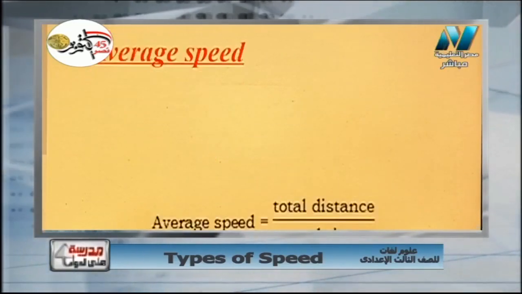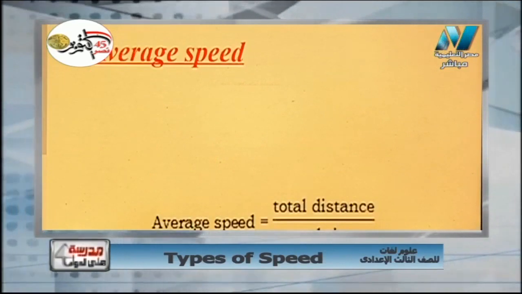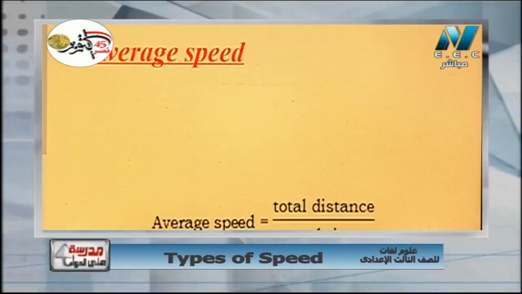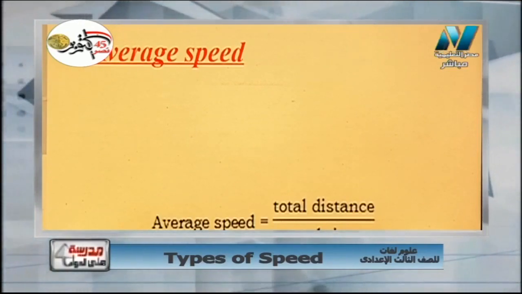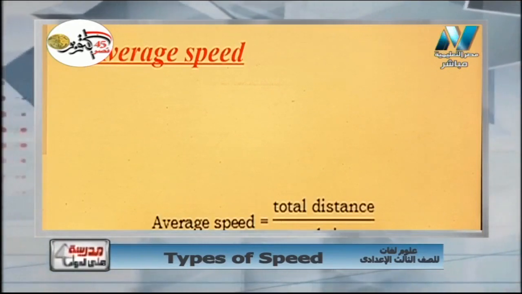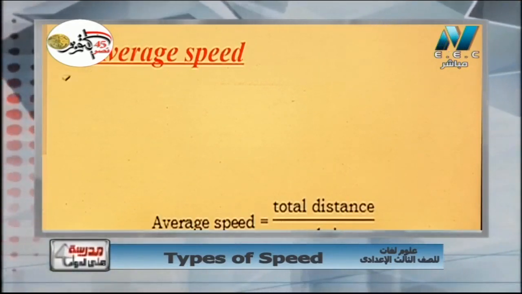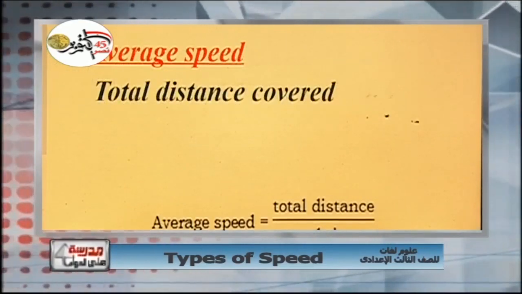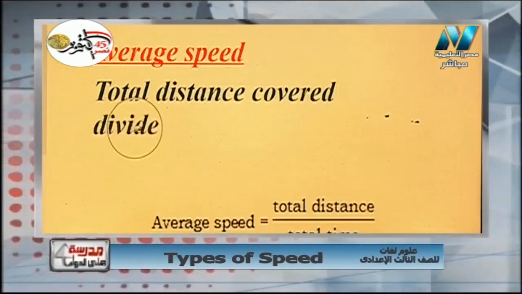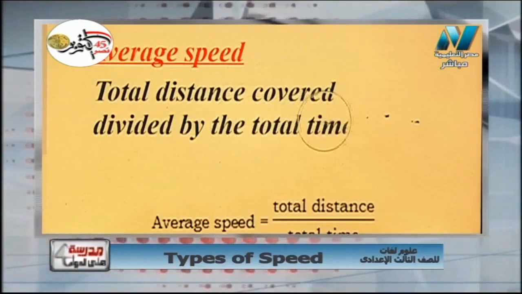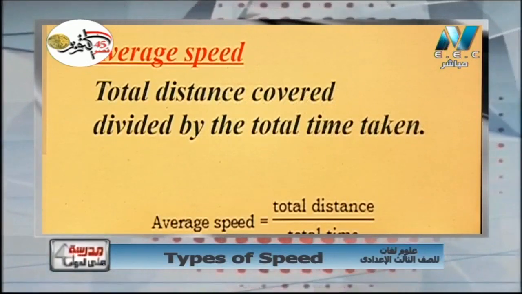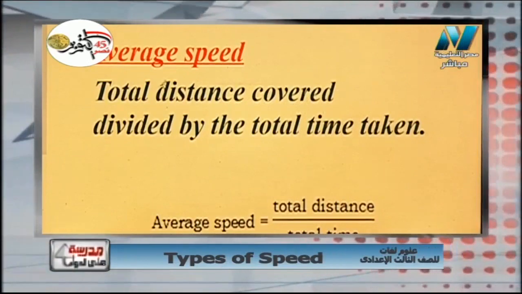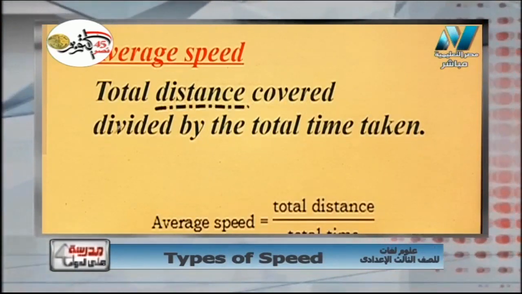The next point in our lesson is average speed. We use average speed to measure the speed of a body or object moving with non-uniform speed. In this case, we use average speed. Average speed means what? Total distance covered divided by the total time taken. So we calculate the total distance covered by the object divided by the total time taken.